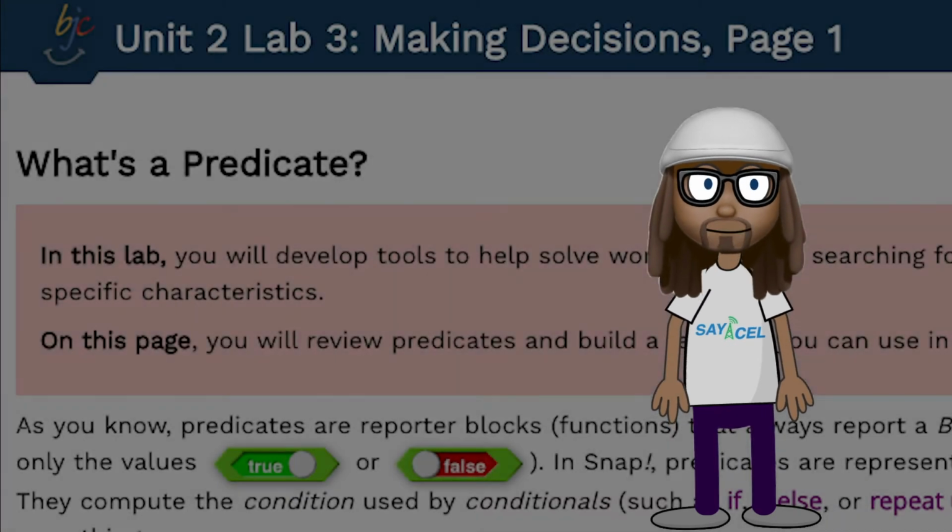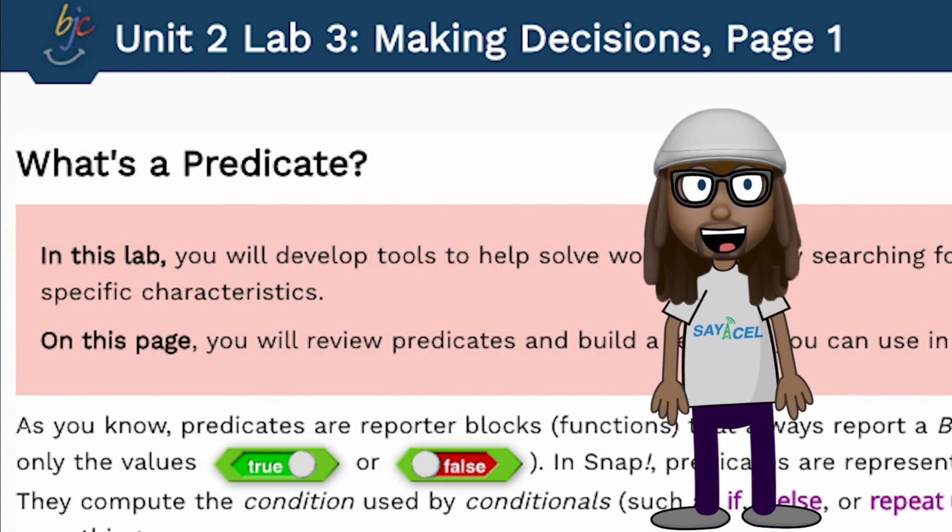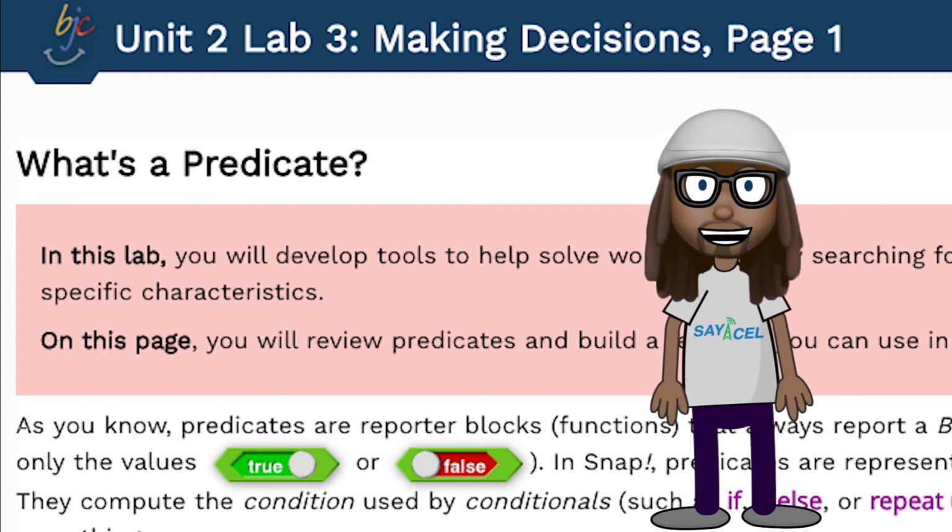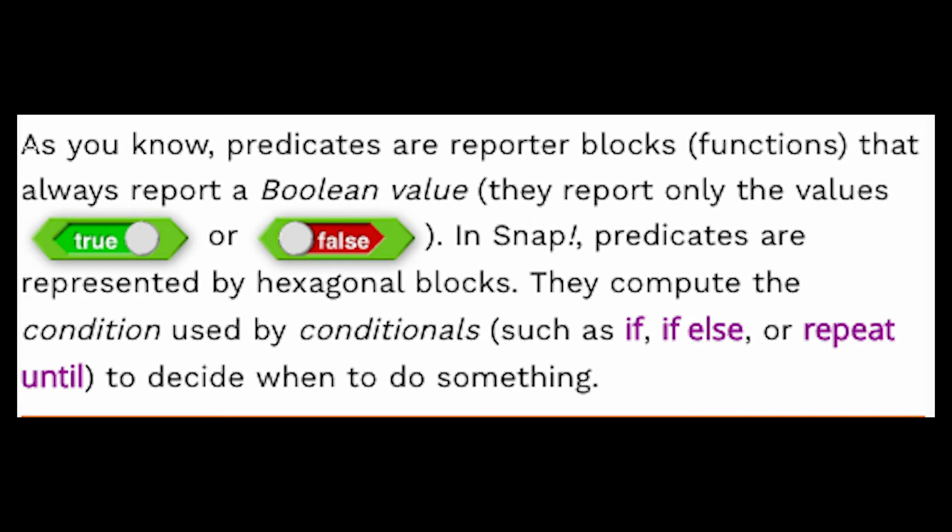In today's lesson in Beauty of Joy Computing, they are asking you what a predicate is. Now, predicates are reporter blocks or functions that always report a Boolean value. They report the values of true or false. In Snap, predicates are represented by these hexagonal blocks. They compute the condition used by conditionals, such as if else, or repeat until. And then they decide to do something.